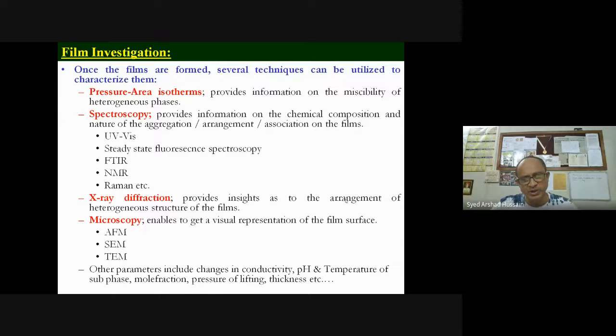Then once you transfer your film, you can apply different spectroscopic techniques like absorption spectroscopy, fluorescence spectroscopy, FTIR, NMR. So many techniques are there. Then you can apply XRD to get an idea about the arrangement of the lattice. Then you can use different microscopic techniques like AFM, SEM, TEM, etc. Based on your requirement and your applications, you can use these techniques. You can use electrical characterization also if you want to make devices using your LB films. In our lab, we are also doing some electrical characterization for designing memory devices. I will show one or two examples at the end.